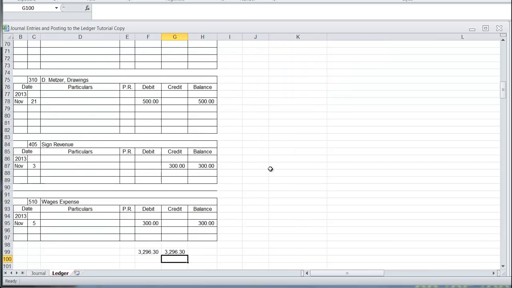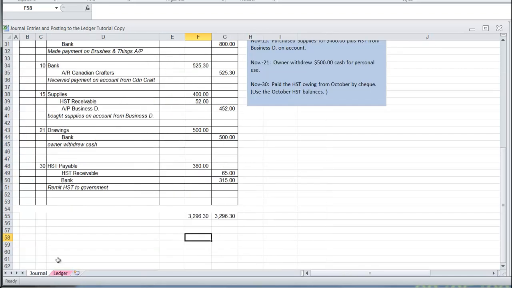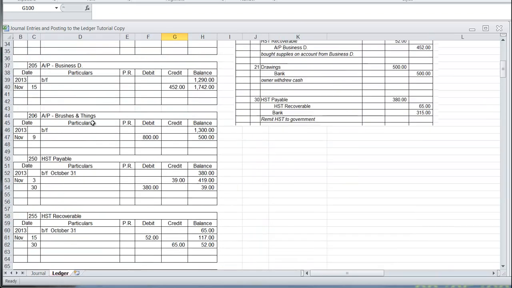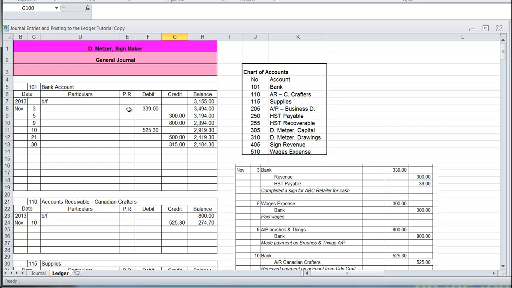Oh, I forgot one, page references. Journal. Okay, this is journal page 33. I didn't worry about the page references here. But back on the ledger, these would all be from journal page 33. And so we would just duplicate that all the way down here.